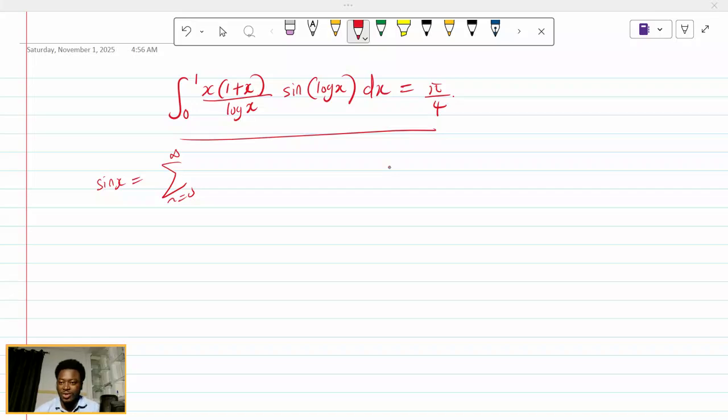Hello everyone. Welcome back to the good stuff that we've been doing. Today in this video, we're going to try to find the value of this integral. We're trying to show that this is equal to pi over 4.